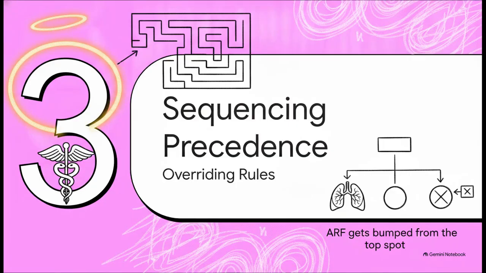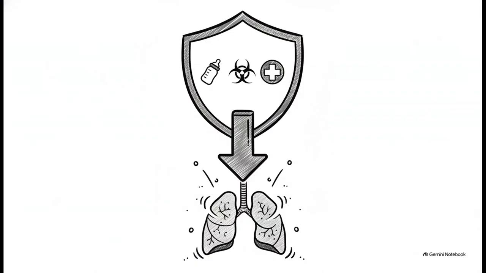Moving right along. Section 3, Sequencing Precedence Rules. So here is where we hit the classic rule versus exception paradigm. Let's say acute respiratory failure is indeed the main reason your patient was admitted. You might think it's an automatic principal diagnosis, right? Well, not always. Certain chapter-specific coding guidelines basically act as a trump card.